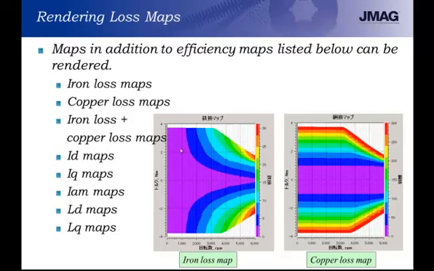Besides being able to render an efficiency map, we're also able to render an iron loss map across the operating range, a copper loss map, an iron loss plus a copper loss map, a D-axis current map, a Q-axis current map, a phase current map, a D-axis inductance map, and a Q-axis inductance map. So as you can see, instead of just looking at the efficiency, we can see what happens to the iron losses across the operating range, or the copper losses across the operating range. So we can get a much better idea of how the system is actually performing and ways to reduce the losses or increase the efficiency at desired operating points.